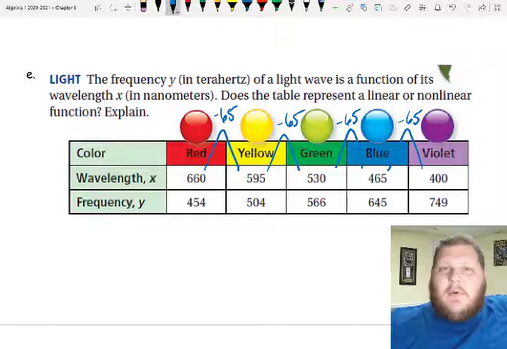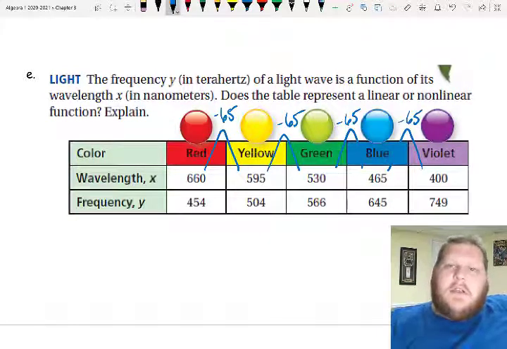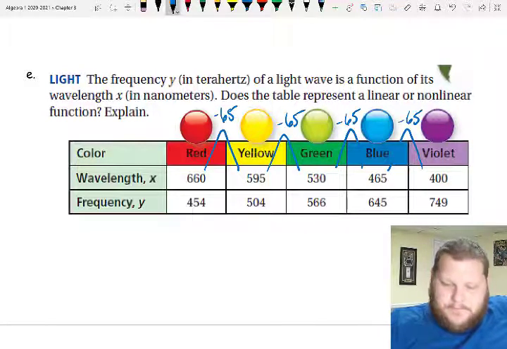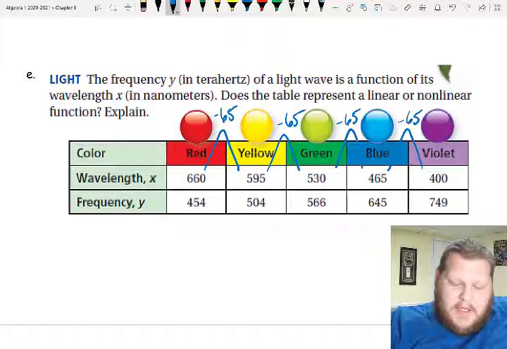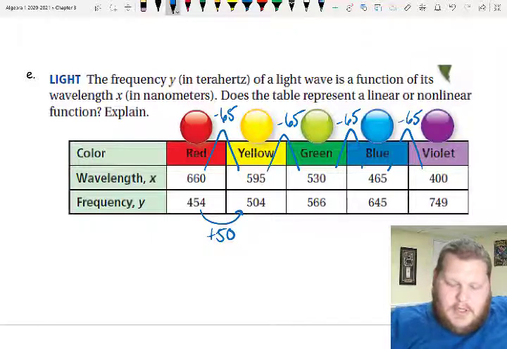So you can see there is an equal gap between all of my x values, and that being decreasing by 65. Doesn't matter what that change is, because we're not asking anything about that, just is it linear or nonlinear. So far, we're looking good. It's constant. For my y values, though, to go from 454 to 504, I would have to add 50 to get from the first to the second. But to go from 504 to 566, that's actually going to be adding 62.